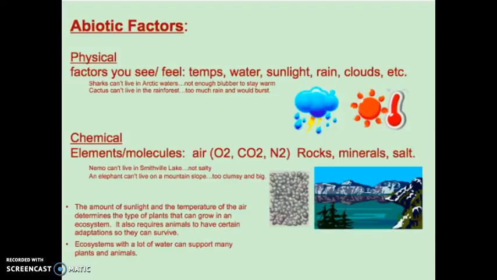The chemical abiotic factors would be anything that's made up of elements and molecules like oxygen and carbon dioxide and the nitrogen that circles within our environment. Also items such as rocks, minerals, and salt. The amount of sunlight and the temperature of air determines the type of plants that can grow in an ecosystem. It also requires animals to have certain adaptations so that they can survive. Ecosystems that have a lot of water can support many types of plants, and any ecosystem that has a lot of different types of plants can also have a lot of animals because there are a lot of food options for those animals to eat.